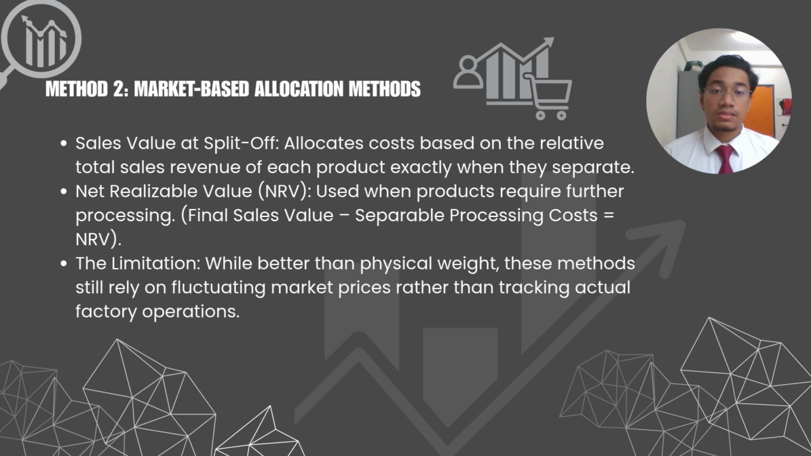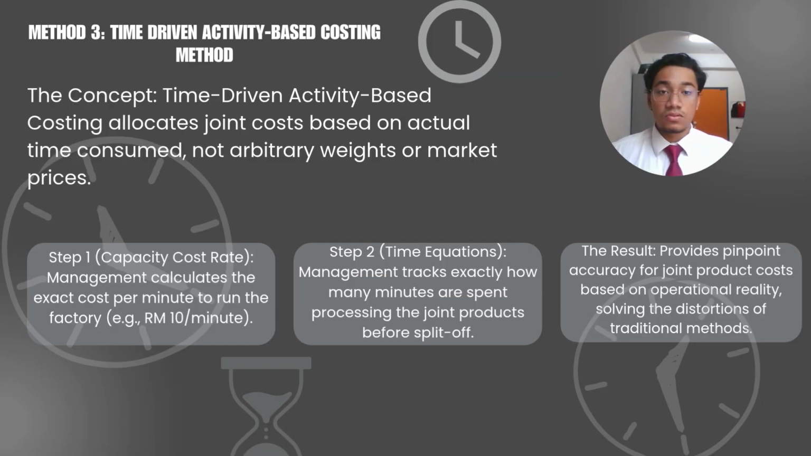While these market-based methods are generally better than simply weighing the products, they carry a major limitation. They rely entirely on fluctuating external market prices to allocate internal costs, meaning they still fail to track the actual operational time and resources being consumed on the factory floor. Okay, let's move on to the final method, which is the time-driven activity-based costing method.